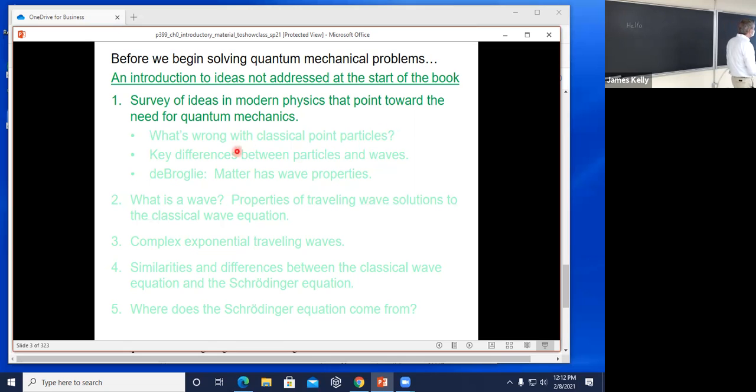Then we'll get into the differences between particles and waves. Quantum is going to be giving a wave description, and then the de Broglie hypothesis that matter has wave properties, and we'll continue on from there. I'm not going to talk about the other bullet items, but every once in a while I'm going to go back to these 5 things on here. We're going to work our way down the list in the first couple of days of class. And then once we have that background, we're going to introduce the Schrodinger equation.